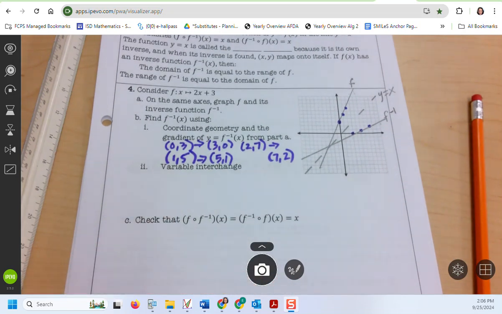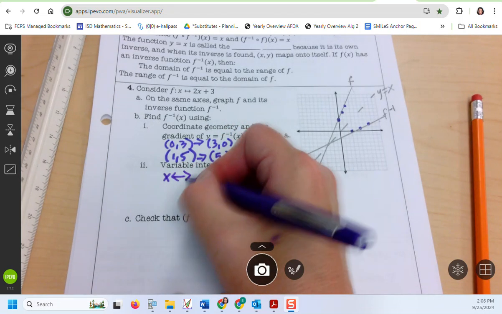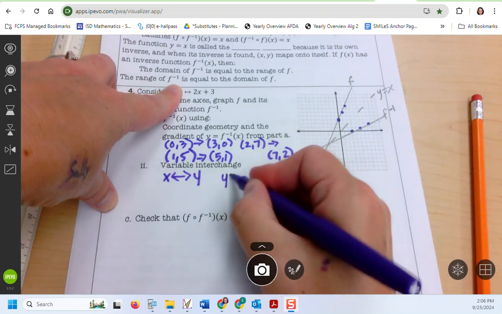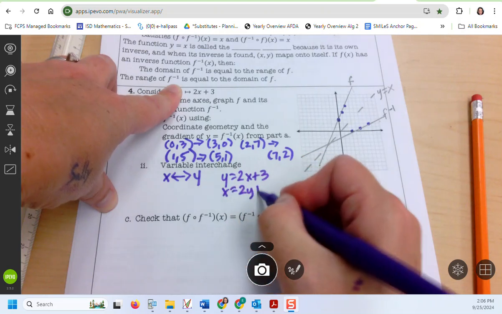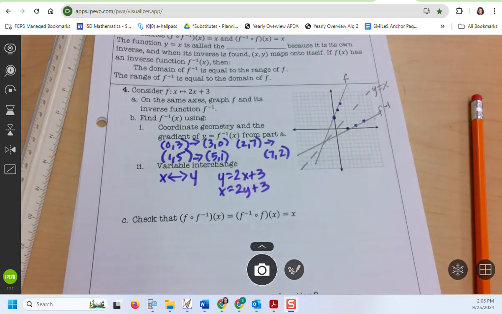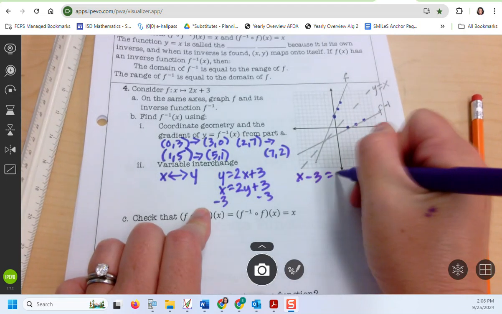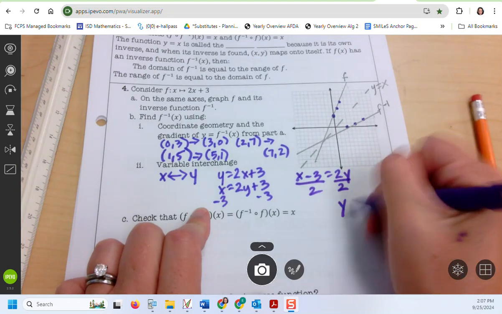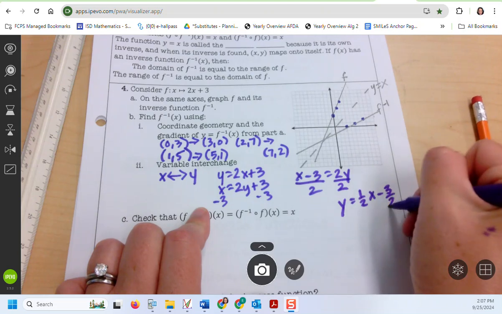But there's another way to find the equation of the inverse, which is variable interchange. That's when you switch the x and the y. So I'm going to take the equation y equals 2x plus 3 and switch x and y, so it's x equals 2y plus 3. And you have to solve for y. So you'll subtract the 3. x minus 3 equals 2y. And then divide by 2. So I get y equals 1/2 x minus 3/2, or minus 1.5.